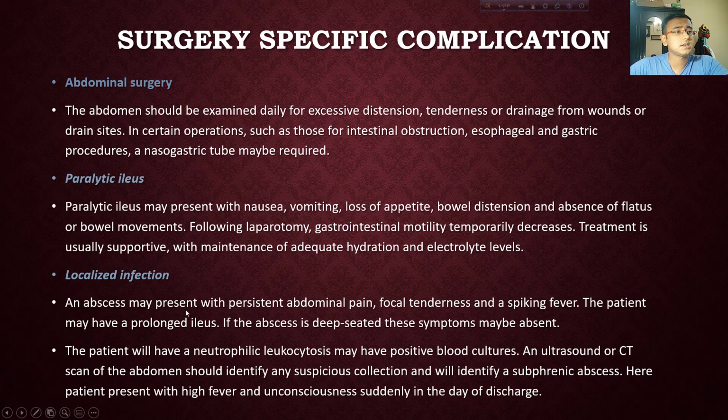Localized infection and abscess may present with persistent abdominal pain, focal tenderness and spiking fever. The patient may have a prolonged ileus. If the abscess is deep seated, these symptoms may be present. So this is a deep seated infection; if there is any chance, an abscess may occur. The patient will have a neutrophilic leukocytosis and may have positive blood cultures. An ultrasound or CT scan of the abdomen should identify the suspicious collection and will identify a subphrenic abscess.